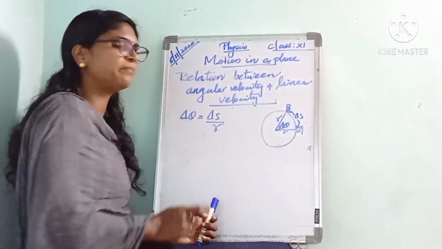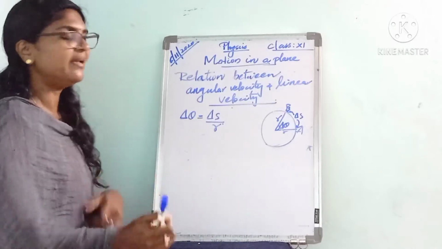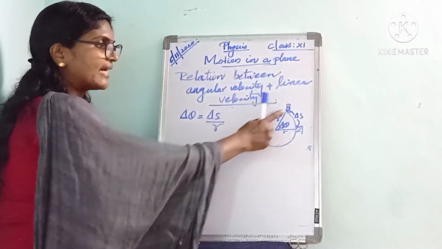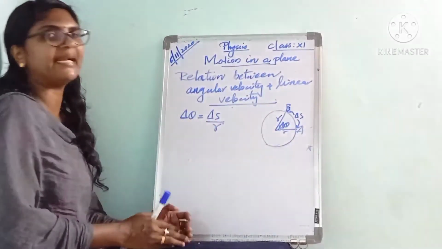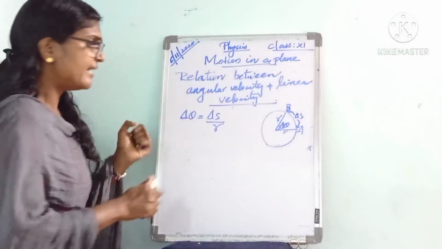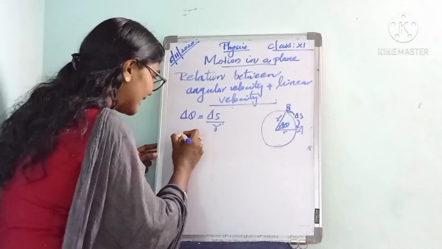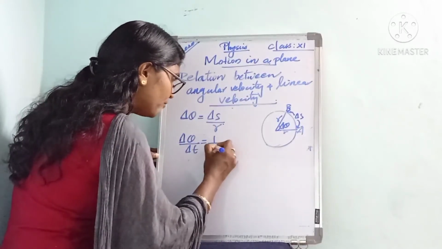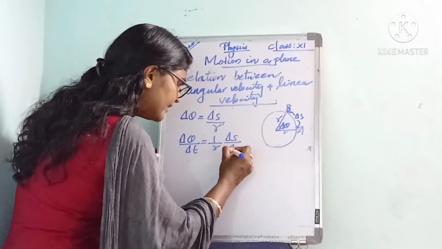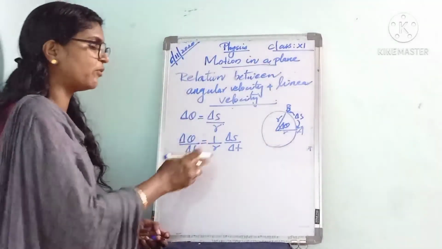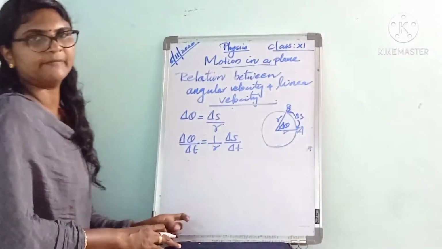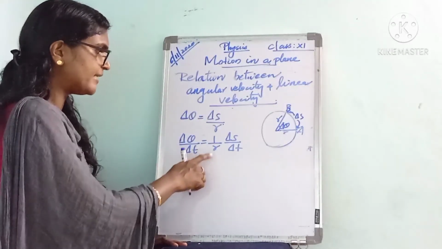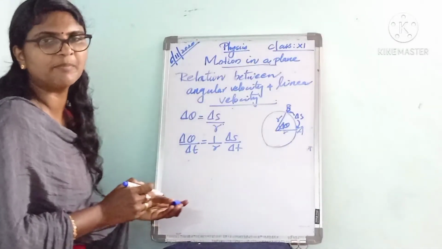So the angular displacement delta theta can be written as delta S by r, arc length by radius. Arc length is delta S, that divided by radius r. Next, dividing both sides by delta t, so we can write delta theta by delta t is equal to 1 by r delta S by delta t.